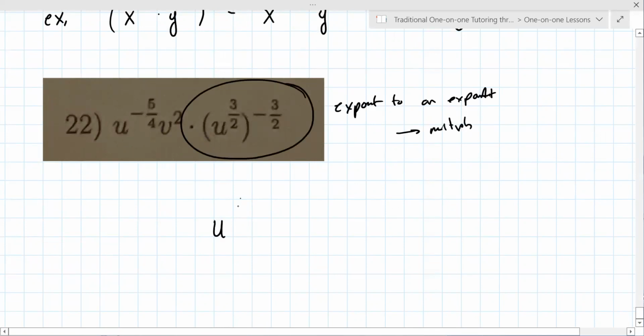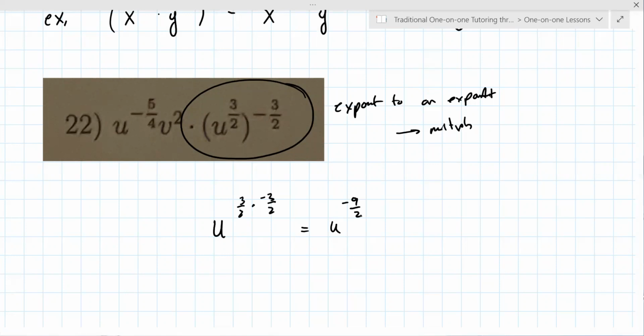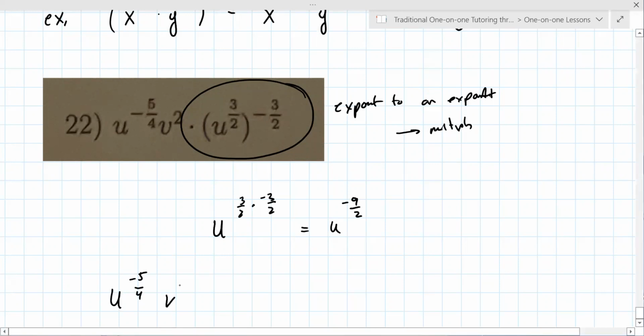So it's u to the 3/2 times -3/2, which is u to the -9/2. Is that okay? Yeah. Great. So it's u to the -5/4 v squared times u to the -9/2.